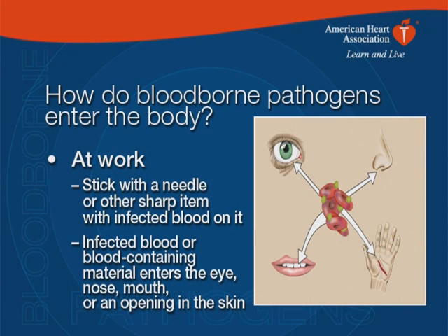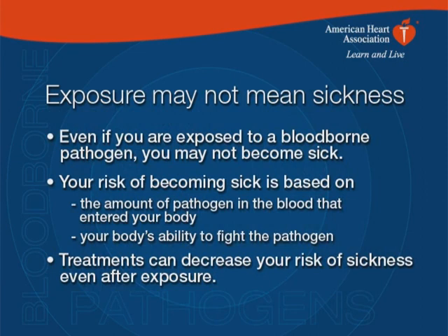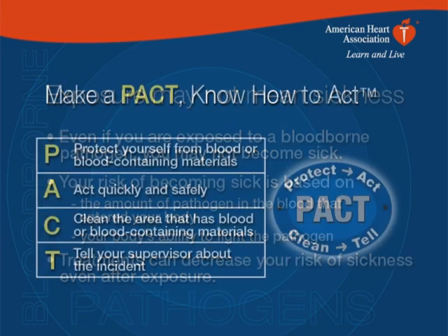At work, the main ways that bloodborne pathogens can enter your body and make you sick include a stick with a needle or other sharp item that has infected blood on it, or infected blood or blood-containing materials entering the eye, nose, mouth, or an opening in the skin. Even if you are exposed to a bloodborne pathogen, you may not become sick. Your risk of becoming sick is based on the amount of pathogen in the blood that entered your body and your body's ability to fight the pathogen. There are treatments that can decrease your risk of sickness even after exposure.